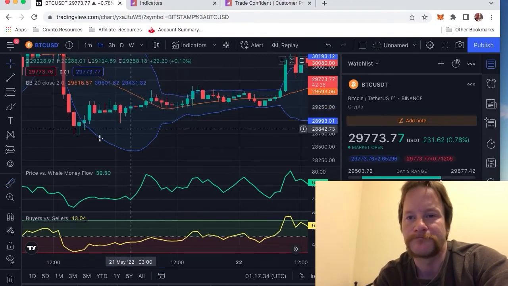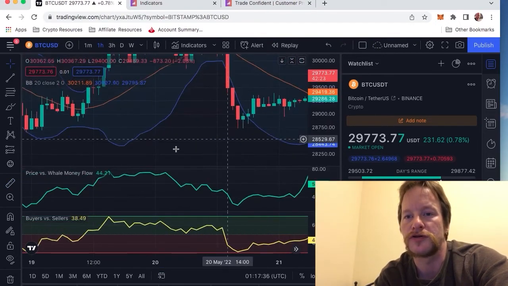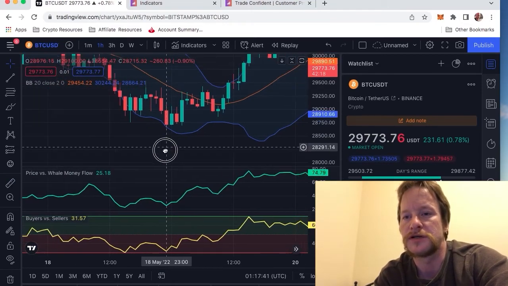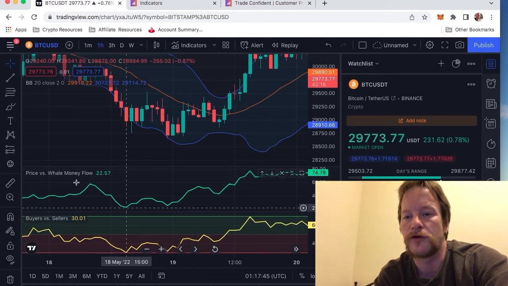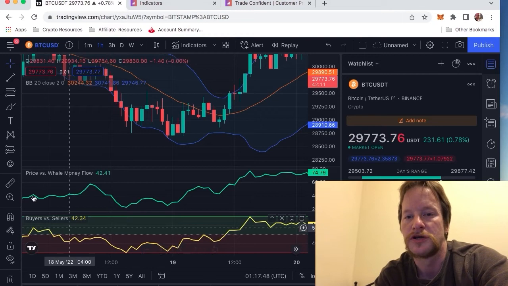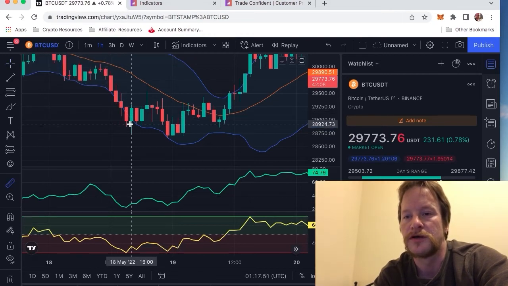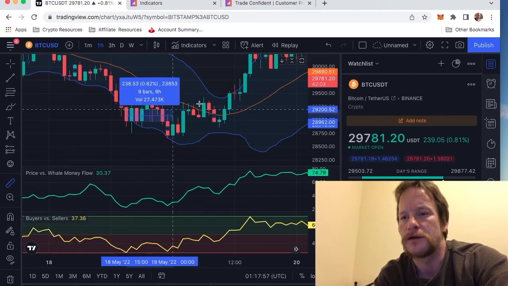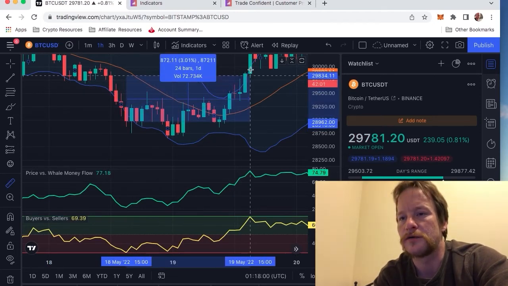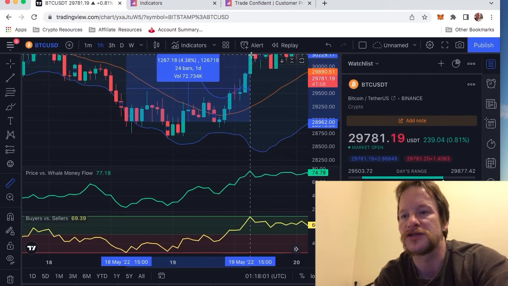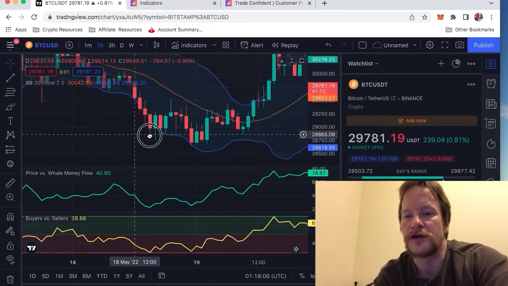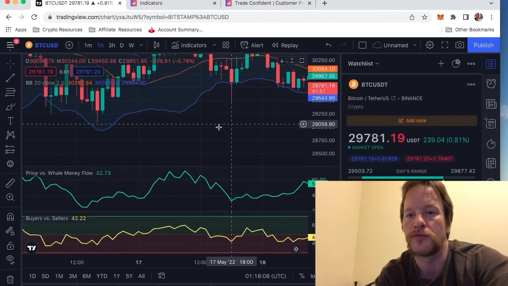Let's look at one more. I'll do two more just to give you guys an example. See right here, the whale money flow is close to the bottom, and the buyers and sellers is all the way to the bottom in the red. So this is a good point to come in. Right around here you would buy, and you would sell up here. So this is 4 to 5% in one day. Let's look at one more.